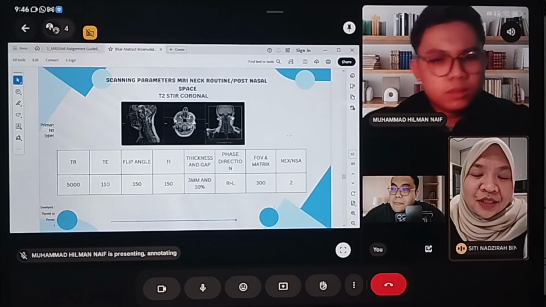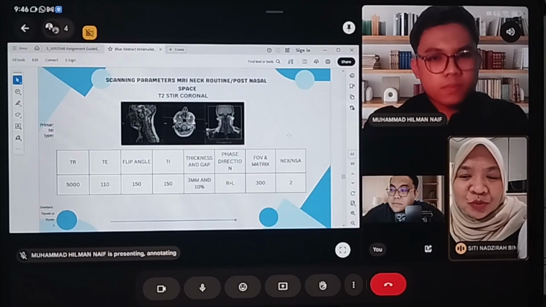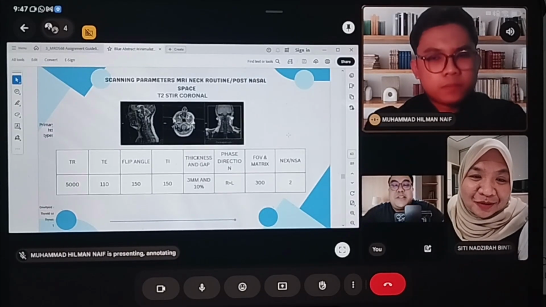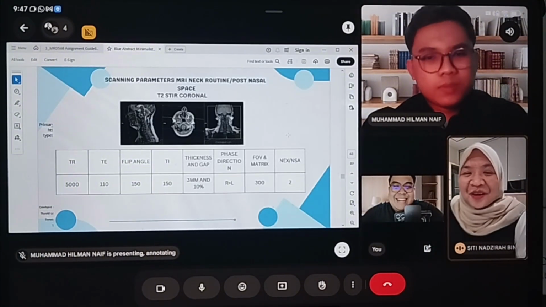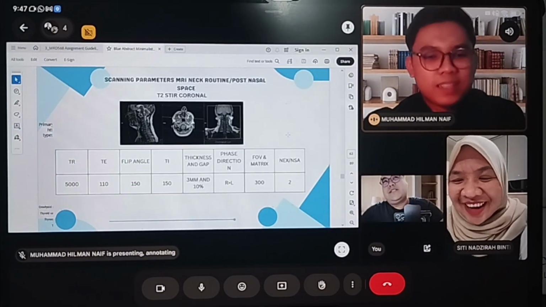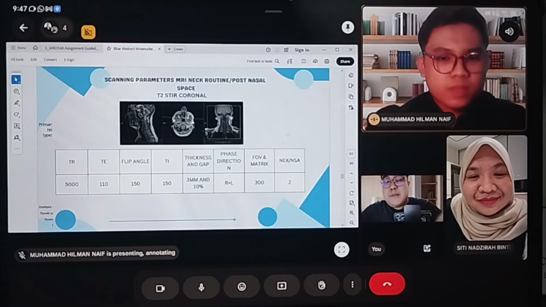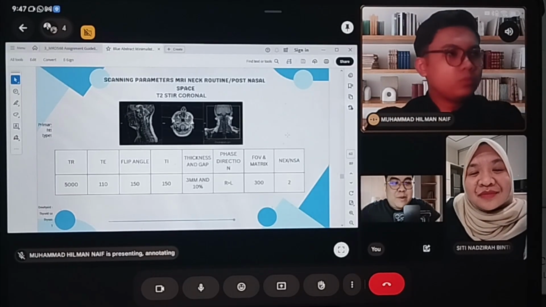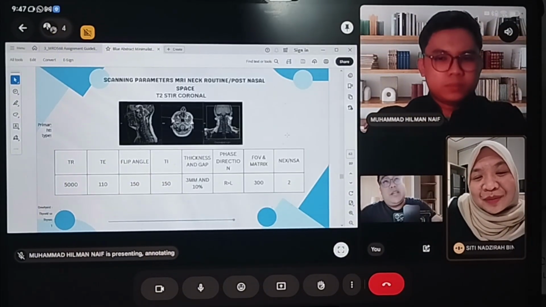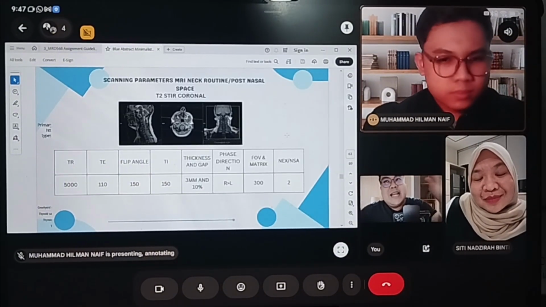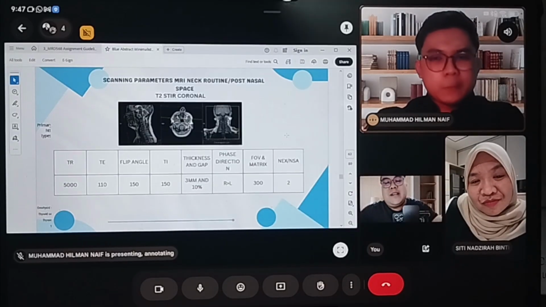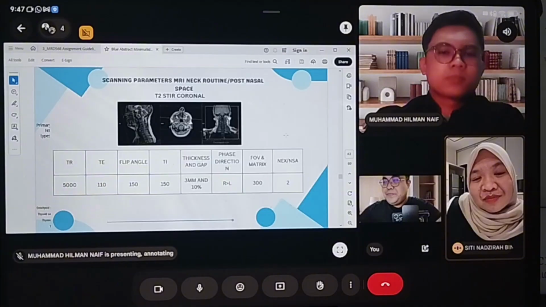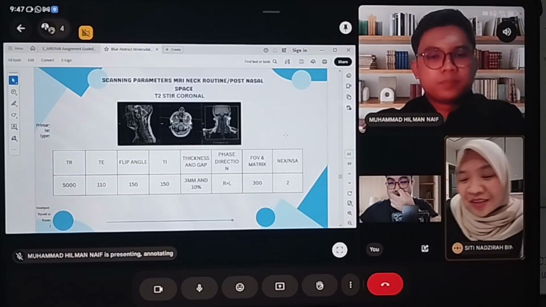But wait, how does DWI help to detect the tumor and infections? This one I will explain later during the presentation. I will explain what DWI is, what ADC is, and what SWI is, because these sequences use different terms, different anatomy that we can detect, and different image appearances. Okay, yeah, sure.